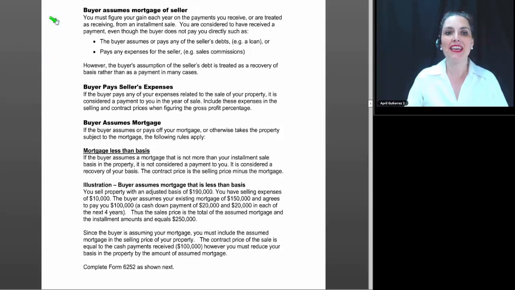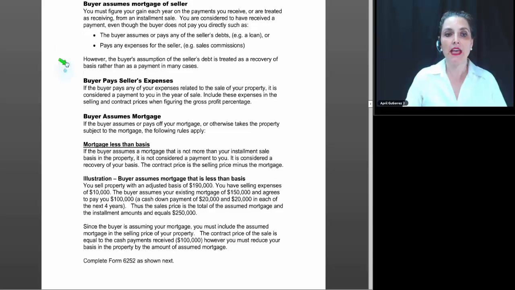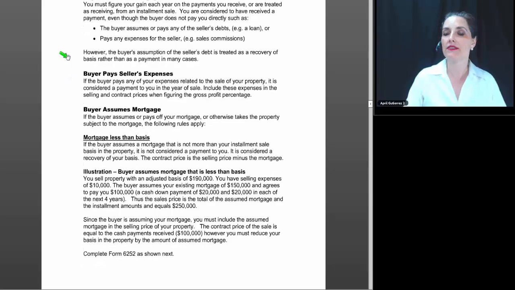You must figure your gain each year on payments you receive or are treated as receiving from an installment sale, and you are considered to have received a payment even though the buyer does not pay you directly, such as when the buyer pays any of the seller's debts or pays an expense for the seller, for example, sales commission. However, the buyer's assumption of the seller's debt is treated as a recovery of basis rather than as a payment in many cases, but not all cases.